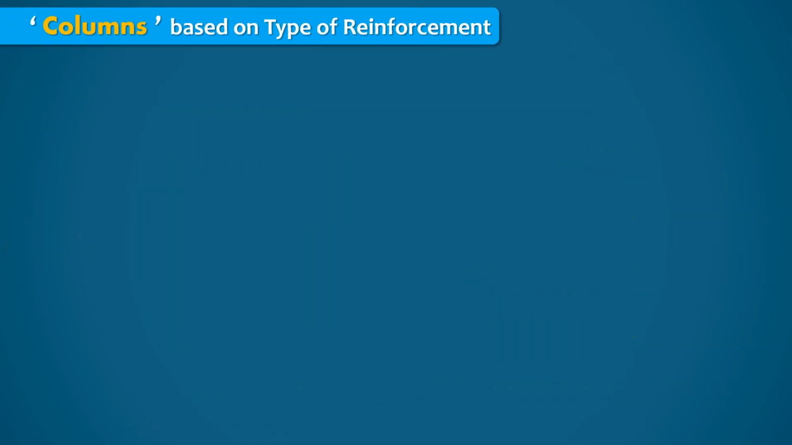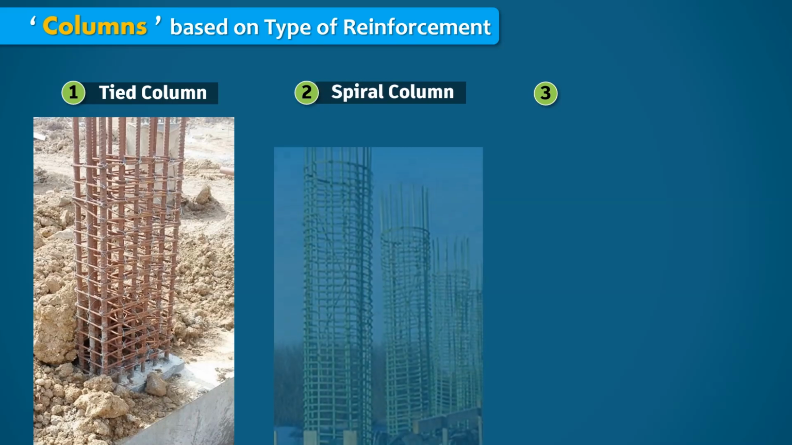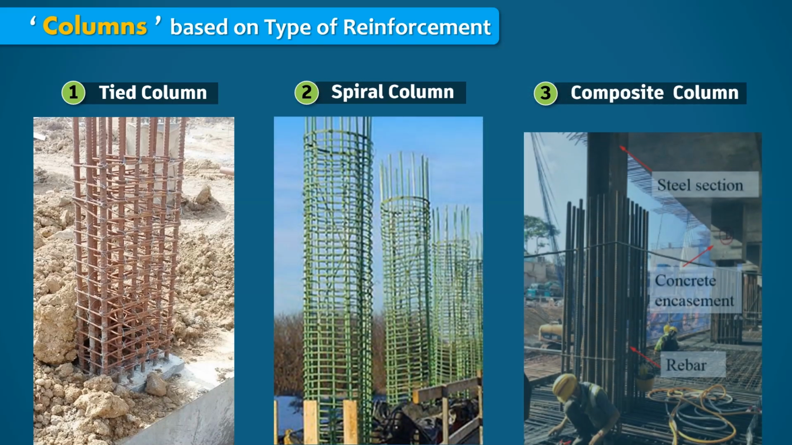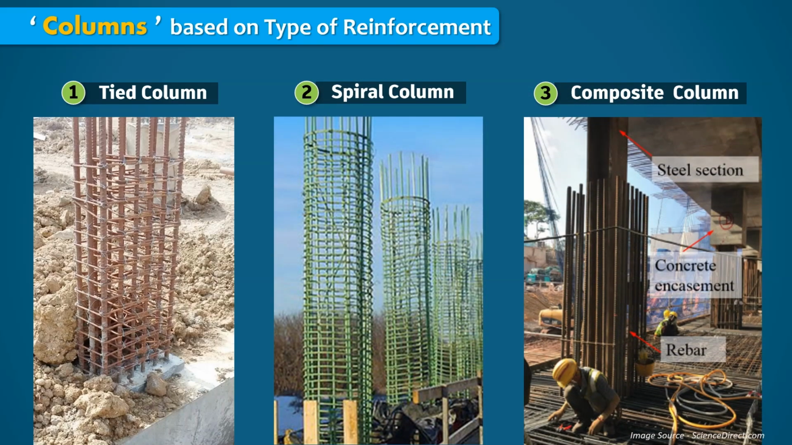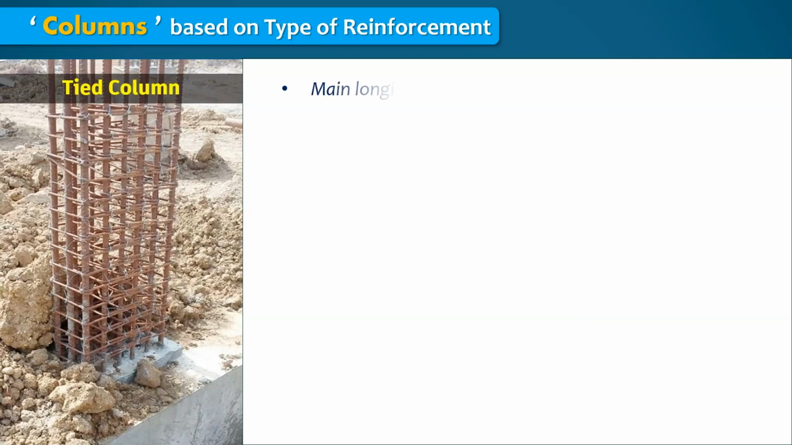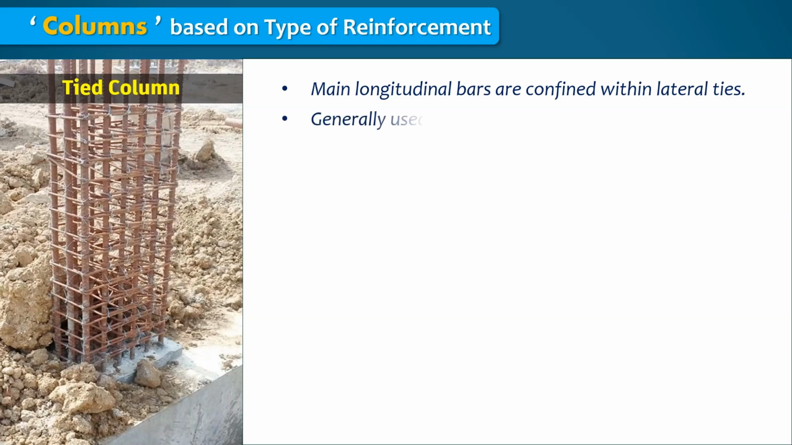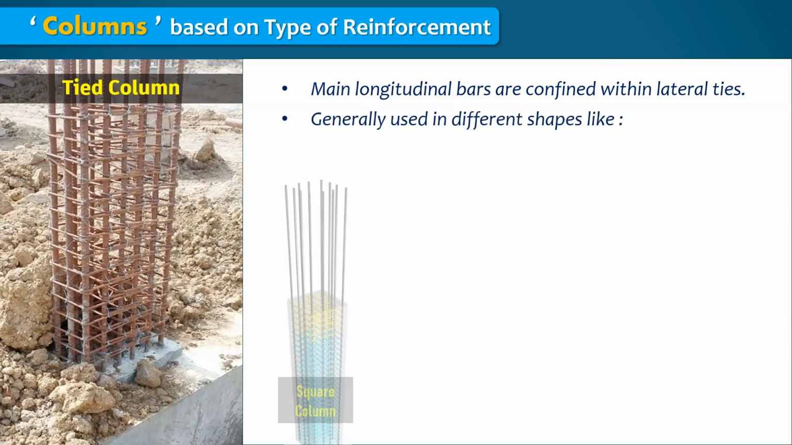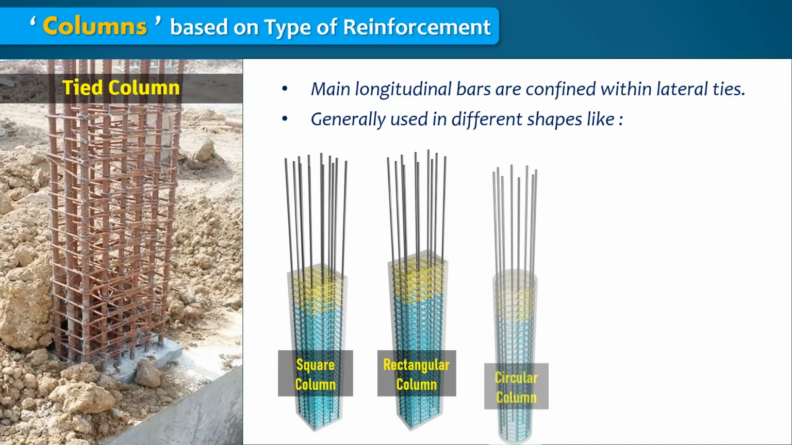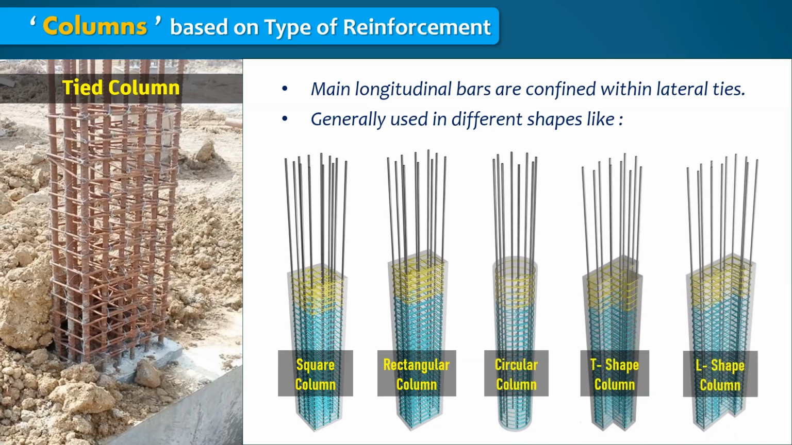Now let us move to the columns based on the type of reinforcement used. Here columns are classified into following 3 groups. First, tied columns. Second, spiral columns, and third, composite columns. In tied columns, the main longitudinal bars are confined within closely spaced lateral ties. In general, tied columns are the most commonly used, having different shapes like square, rectangular, circular, T, L, etc.